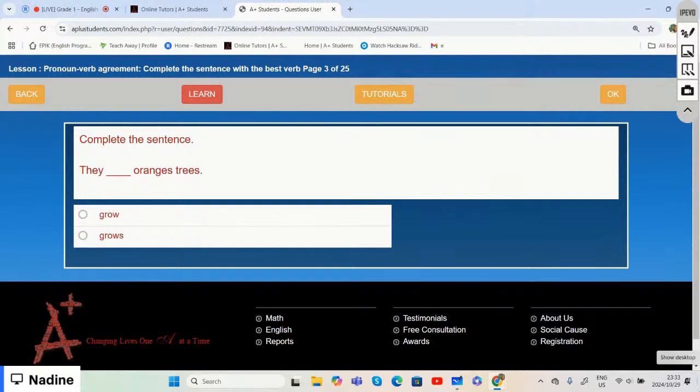So do we say they? All right, the next one says they is more than one person. Do we say they grow oranges trees, or option two, they grows oranges trees? Which one is correct?